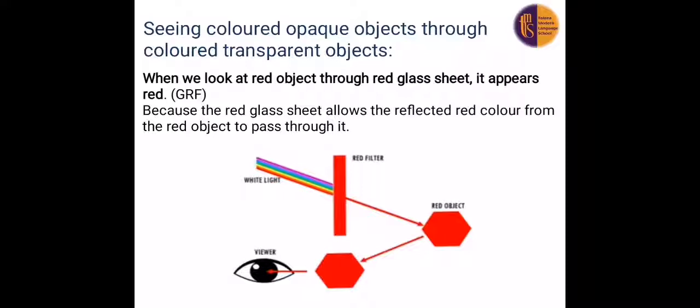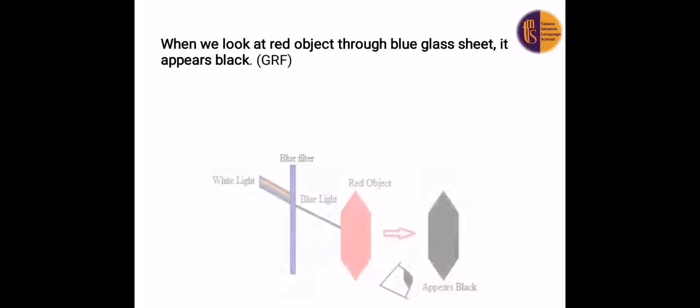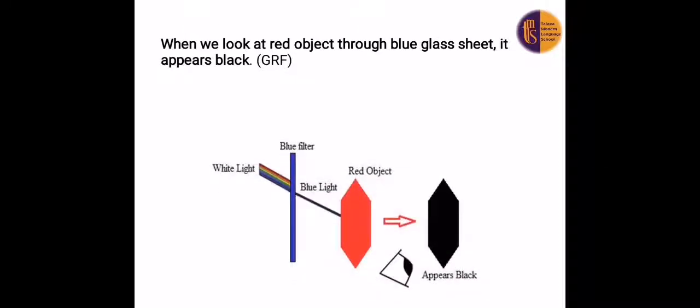What is the meaning of these sentences? The white light falls on the red object, and the red object reflects only the red color, and this red color will pass through the red glass sheet, so we will see this object with the red color. But when we look at a red object through a blue glass sheet, it appears black. Why? Because they don't have the same color, they have different colors.